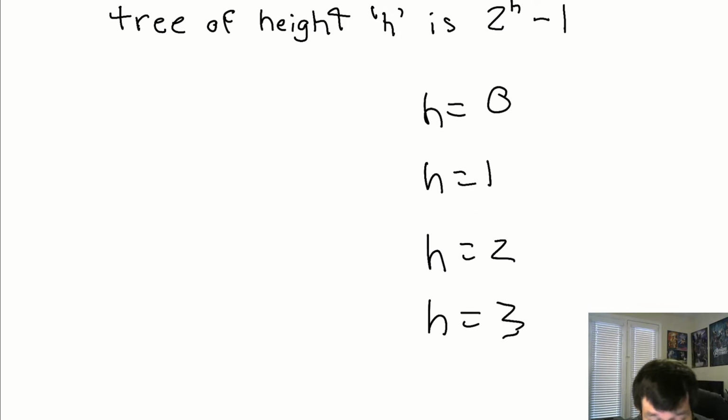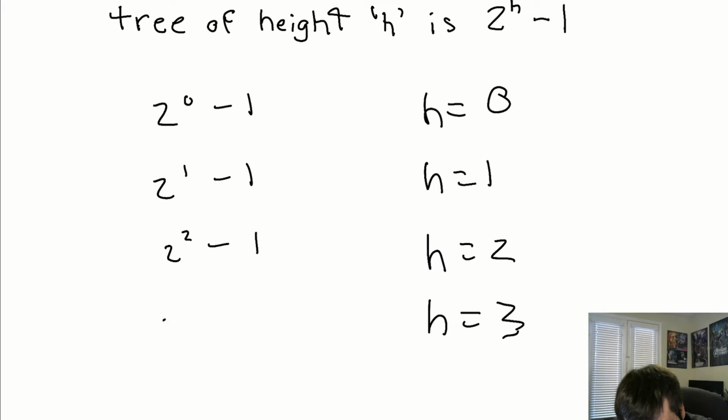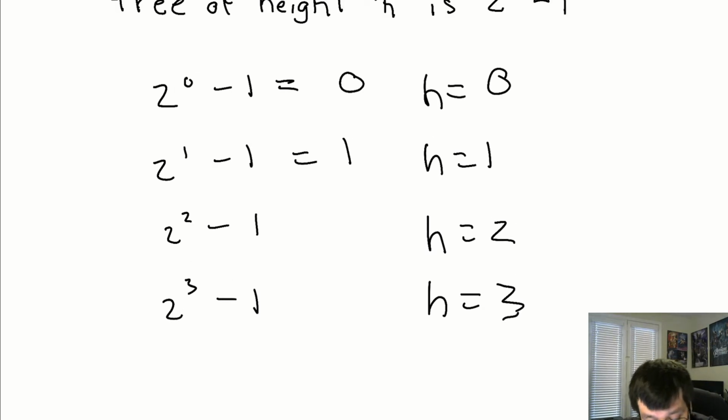So in this case, it's 2 to the 0 minus 1, 2 to the 1 minus 1, 2 to the 2 minus 1, 2 to the 3 minus 1. This is equal to 0, since 1 minus 1 is 0. This is equal to 1, since 2 minus 1 is 1. Then here it's 4 minus 1, which is 3, and 8 minus 1, which is 7.